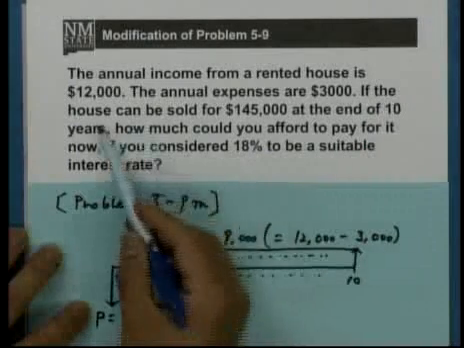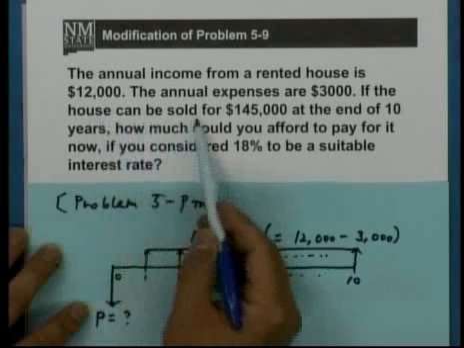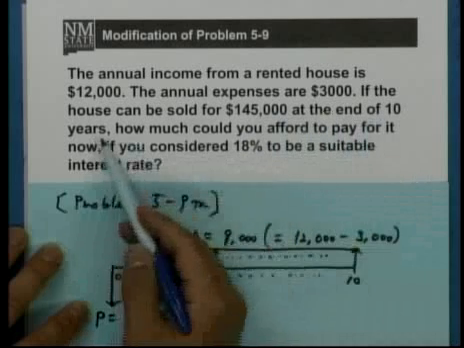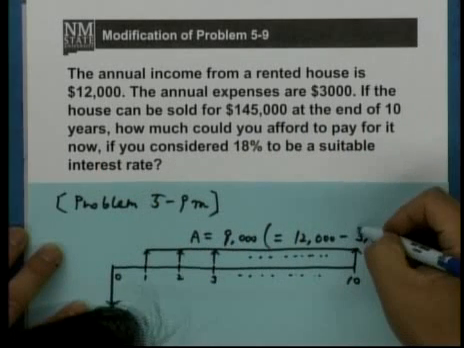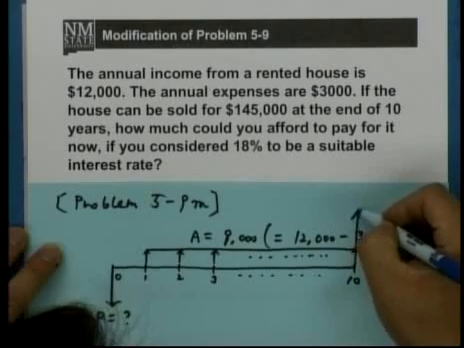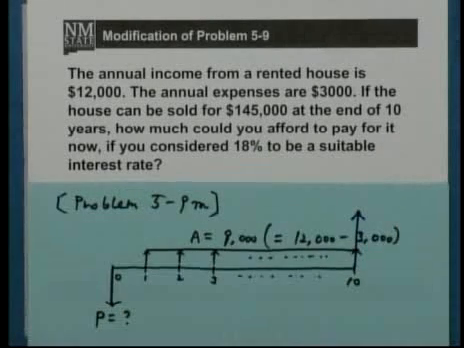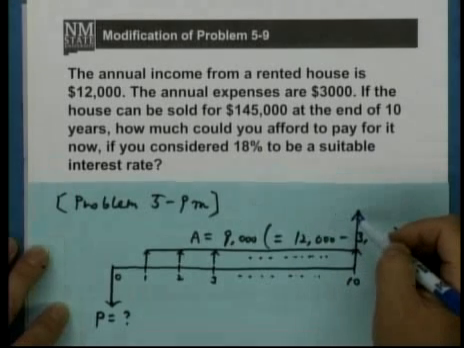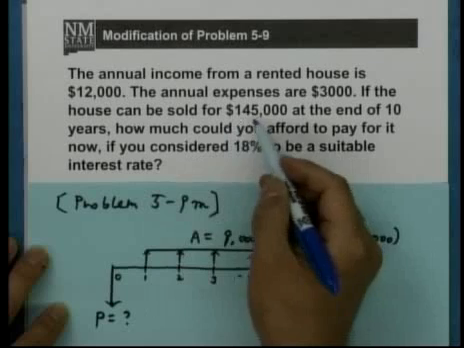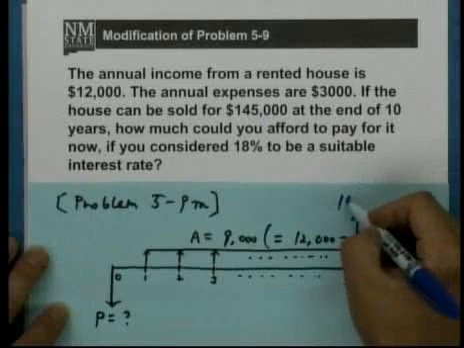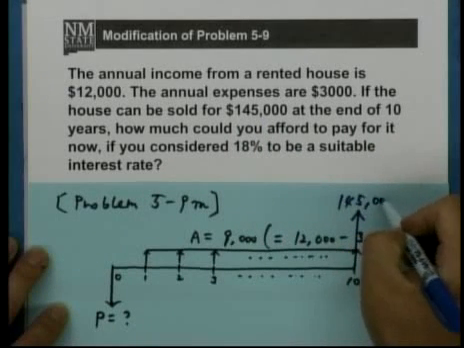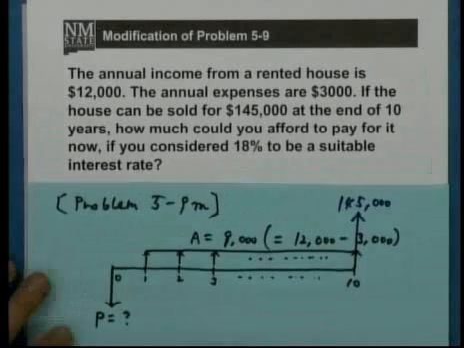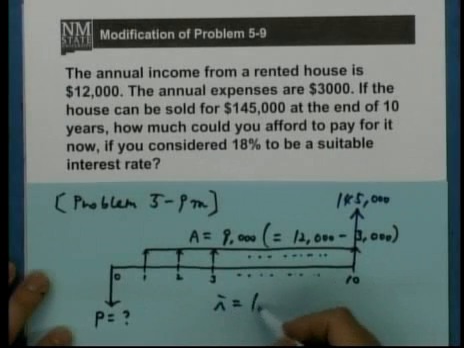And what else? There is one more thing you need to consider. If the house can be sold for $145,000 at the end of 10 years. So at the end of period 10, you're going to expect a huge amount of expenses. No, a huge amount of benefits for you, right? Which is $145,000. And the interest rate that we are going to use is 18%.